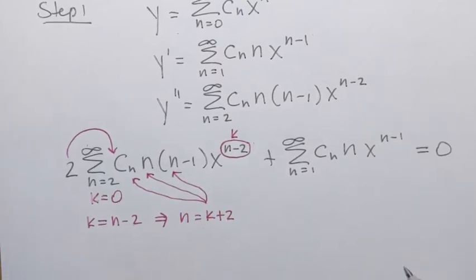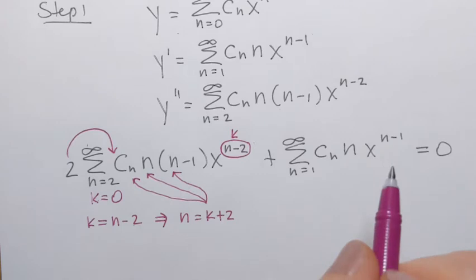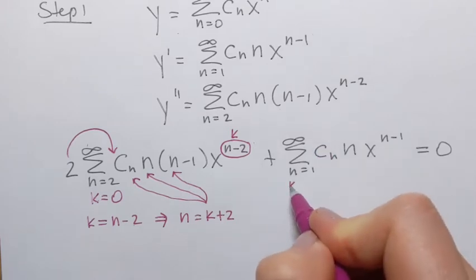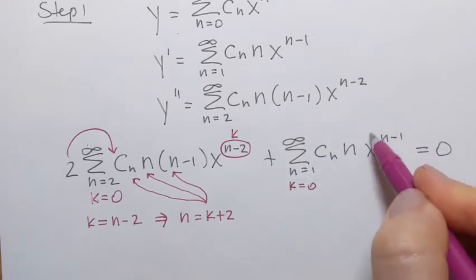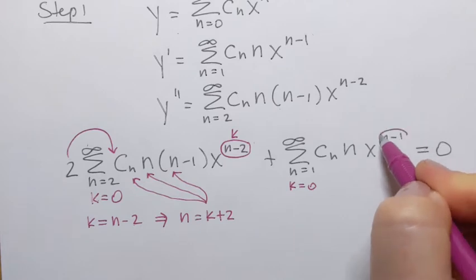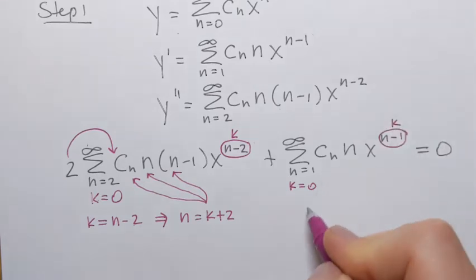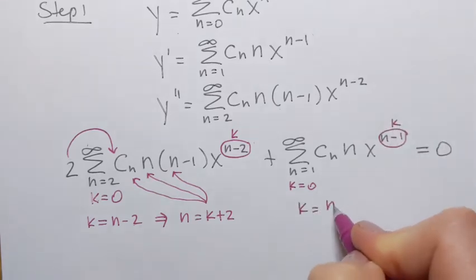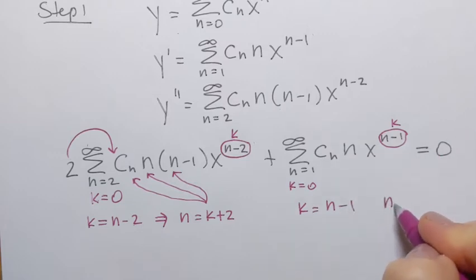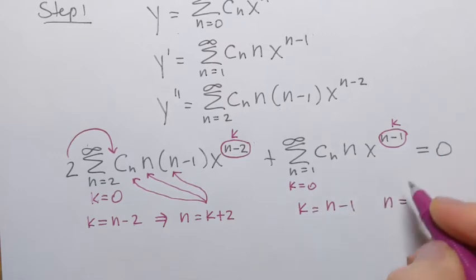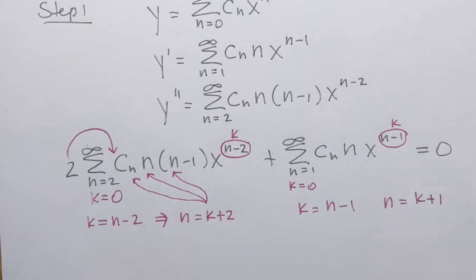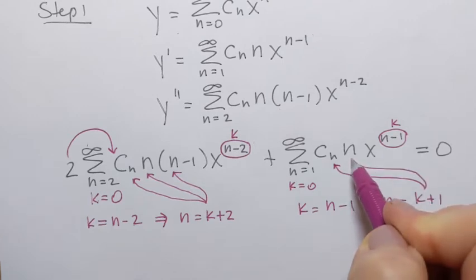Okay, so I will rewrite it in the next step. And then, similar idea here. Well, if I want to start at k equals 0, the starting power of x is 0, so that means that that has to be k. So then k here is n minus 1, and then n is, I add 1 to each side, k plus 1. Okay, so the subscript of c will be k plus 1, and this n becomes k plus 1.